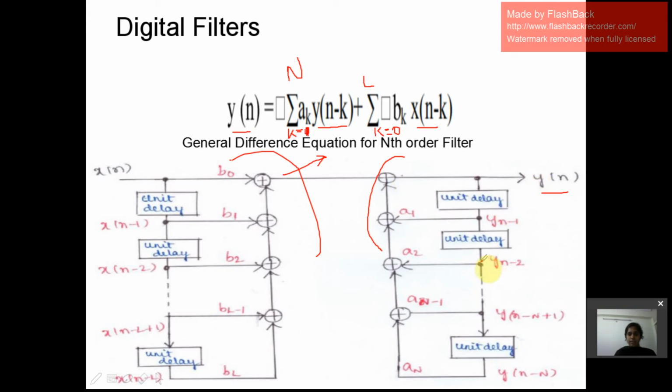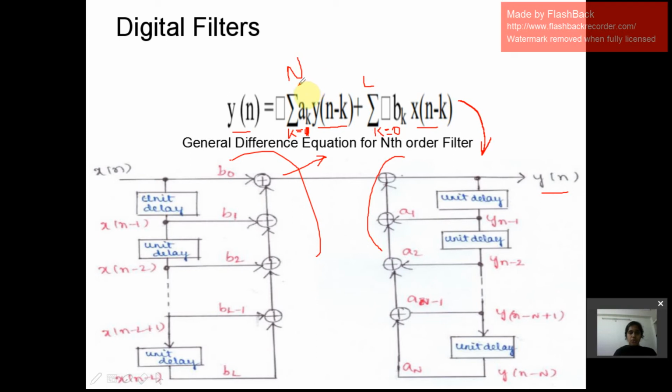This is the first term. You will be getting the second term from this, the third term from this, the fourth term from this, and you will be getting y of n as the final output. That is how you can relate this equation with this diagram. This is the implementation of the general difference equation of an nth order filter.